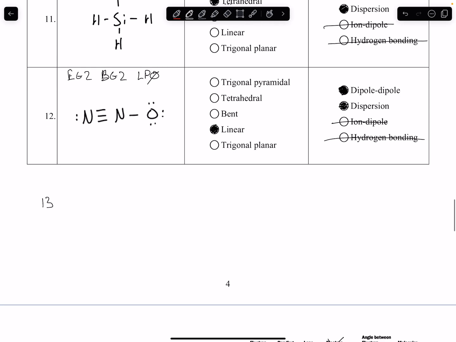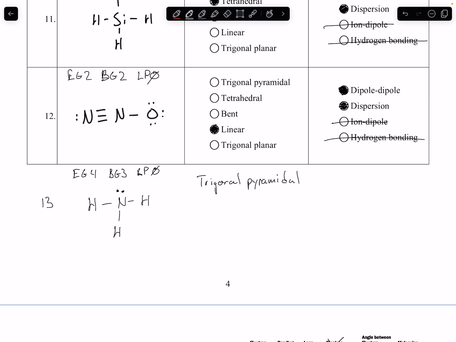Now, I need to add another one in here. So this molecule, for doing the shape, electron groups would be 4, bonding groups is 3, lone pairs is 0, which means this is trigonal pyramidal.